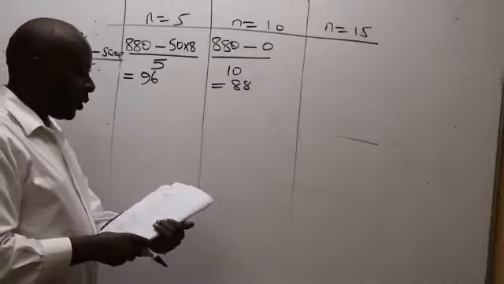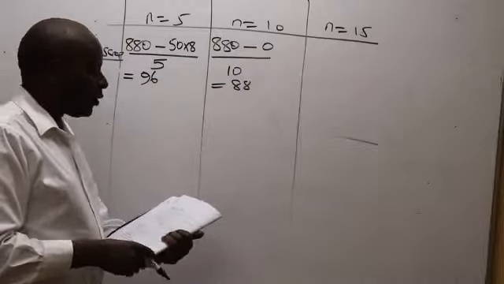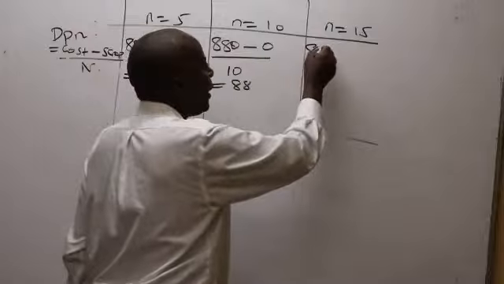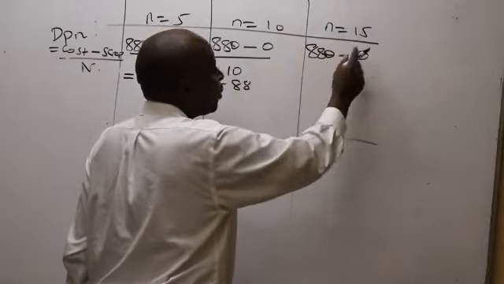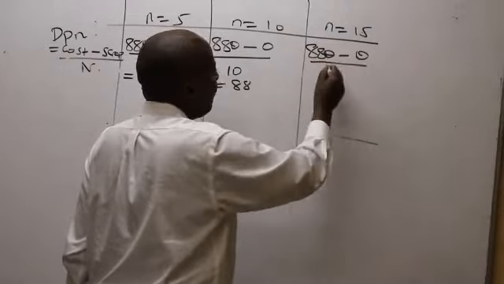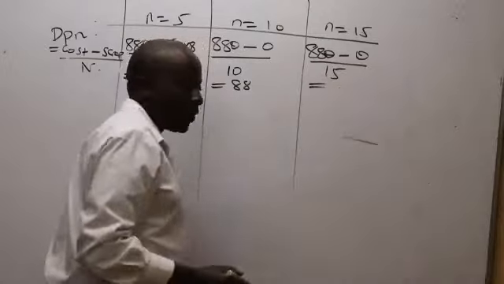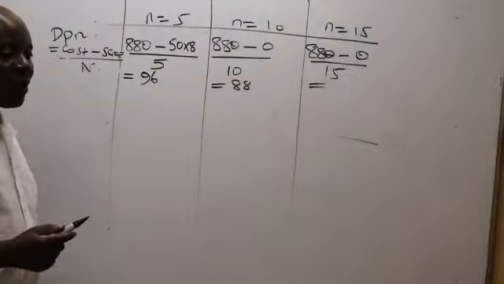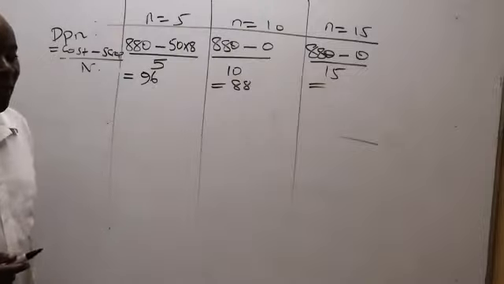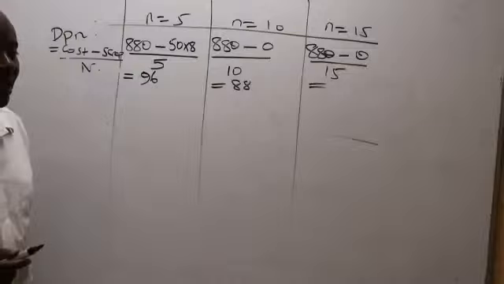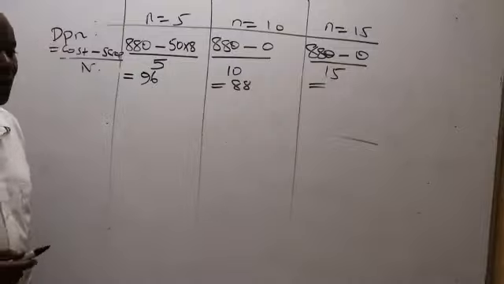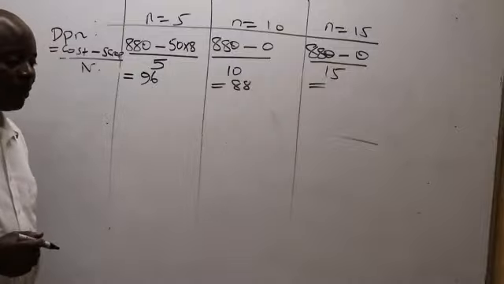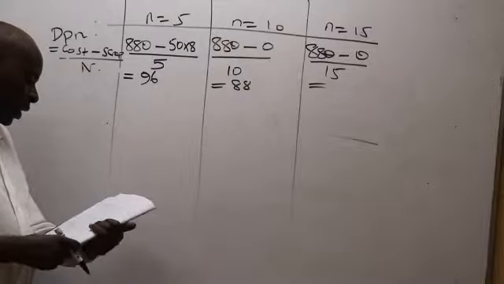From there, ladies and gentlemen, we go to 15 years, the same. It will be 880, the initial cost, minus the scrap. It will be too old. Divided by 15, this I can't really guess. Could you kindly give me this answer? 880 minus 0 divided by 15. What am I going to get? Can somebody give me this answer, ladies and gentlemen?